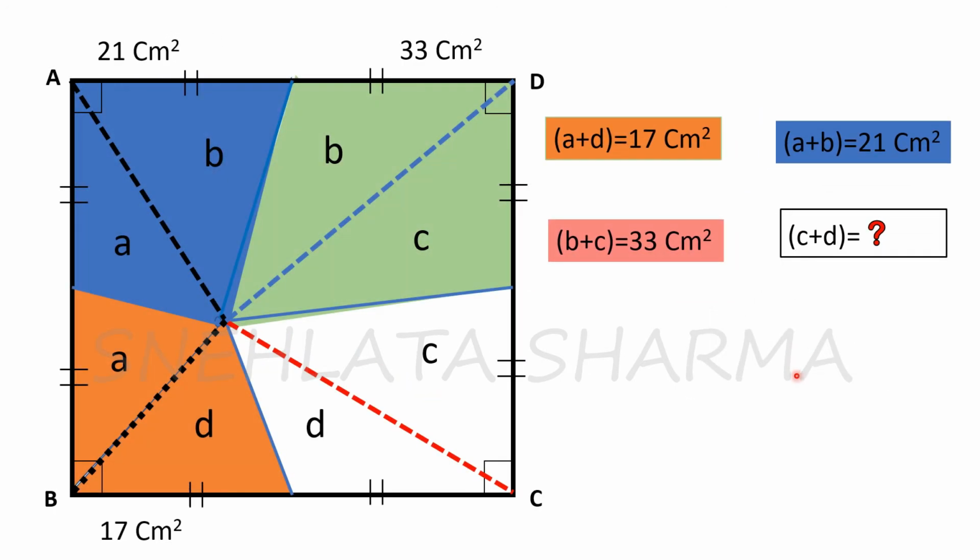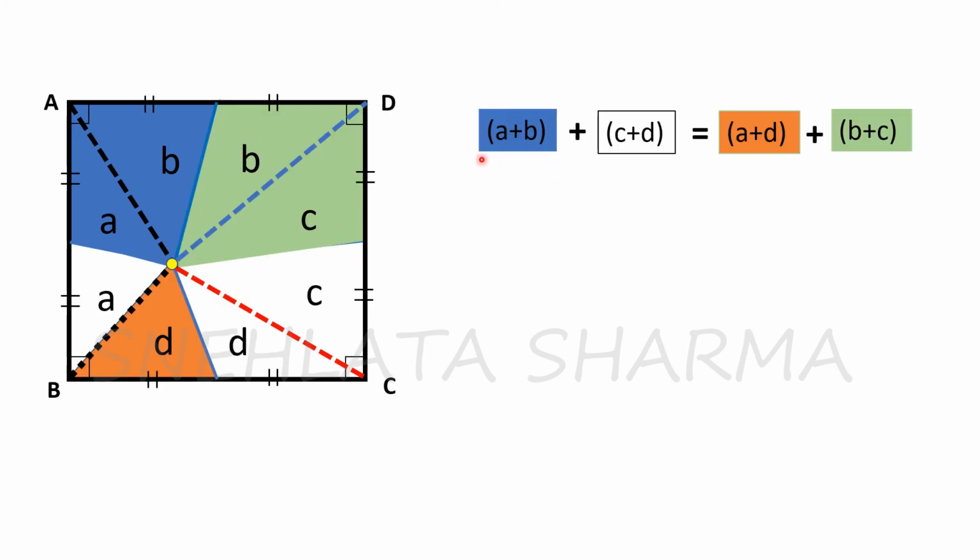Now look at left hand side rectangles. These 2 rectangles, A plus D and B plus C. Here we have A, B, C and D, and so is on the right hand side. On right hand side also we have A, B, C and D. So we can equate left hand side and right hand side. Both of these are equal to A plus B plus C plus D. So here I equated left hand side and right hand side.